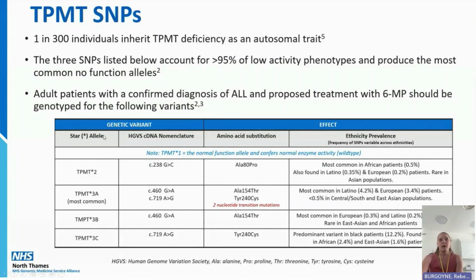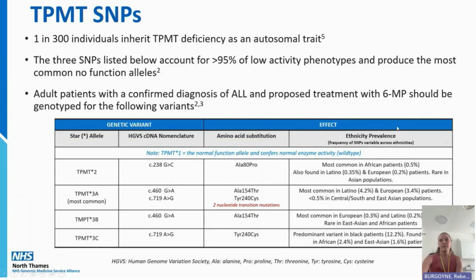So most of the guidance now refers to what is called a star allele. So the TPMT star 2 allele, essentially what this means is that at the coding region, which is what C stands for, at position 238, we have a C instead of a G. What this means is that at amino acid position 80, we have a proline instead of an alanine. So it should be an alanine, it's now a proline, and that is what gives you the effect. So for TPMT star 3b, again, coding region 460, we have an A instead of a G, and therefore we have a threonine instead of an alanine. And the same applies for the other two.